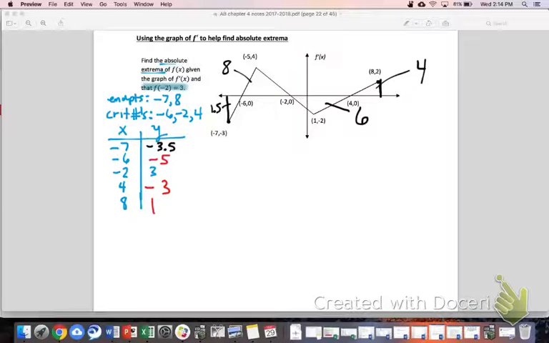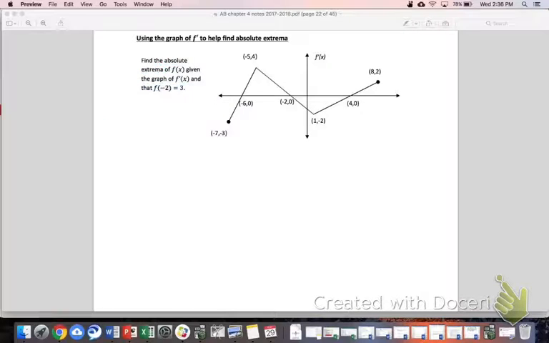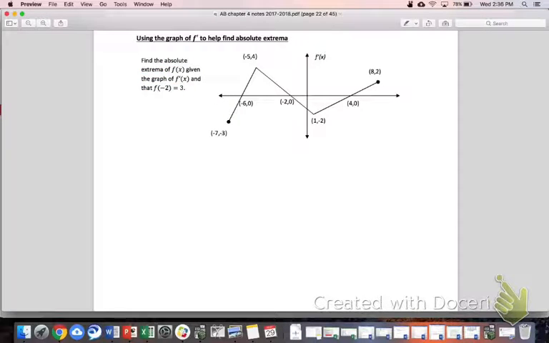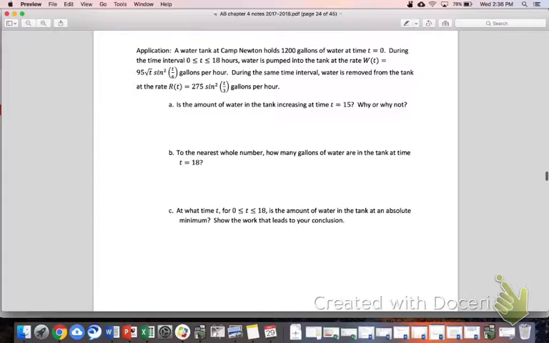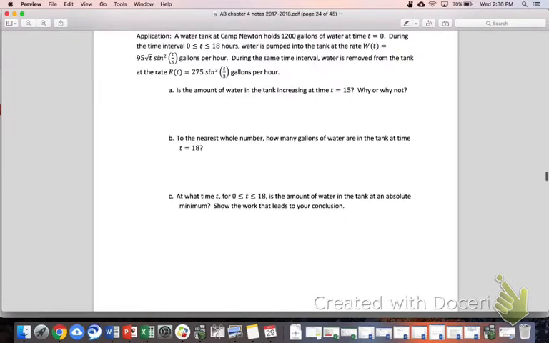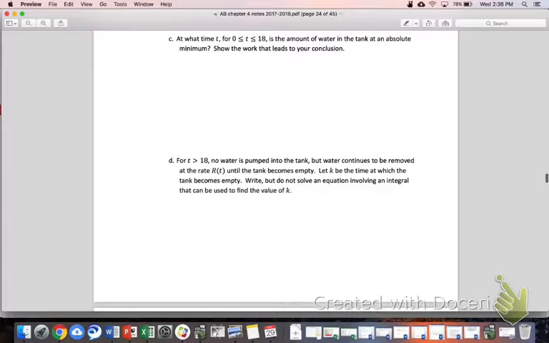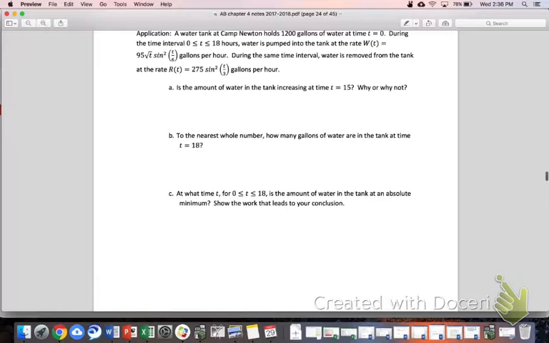Okay, beautiful. Let's take a look then at our next example. This is the one that's sort of a water tank kind of question. So go past the two sentence questions and go over here to Camp Newton.